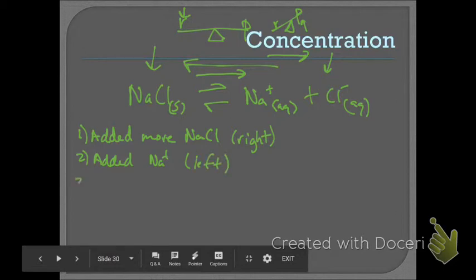What about if I removed sodium chloride? Well, if I remove sodium chloride, that means where is there less? Well, there's less sodium chloride, which means there's less reactants, right? So then now there's more products than reactants, so we need more sodium chloride, so it would go to the left.